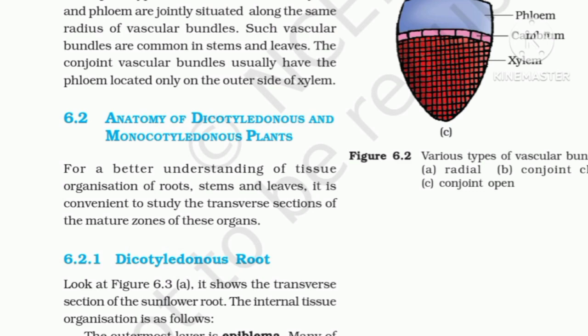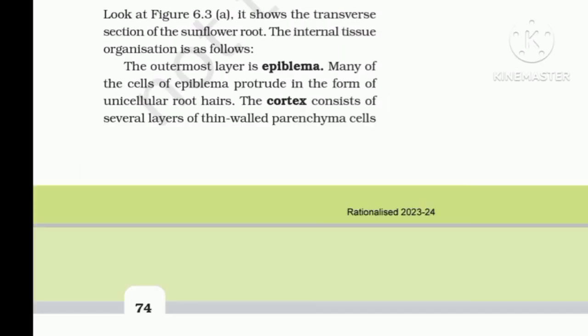Anatomy of dicotyledonous and monocotyledonous plants. For a better understanding of tissue organization of roots, stems, and leaves, it is convenient to study the transverse section of the mature zones of these organs. Dicotyledonous root. Look at Figure 6.3a. It shows the transverse section of a sunflower root. The internal tissue organization is as follows.